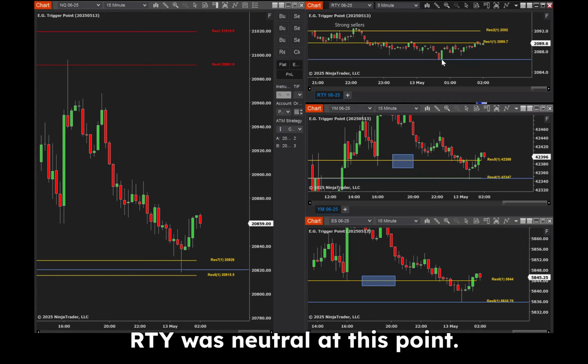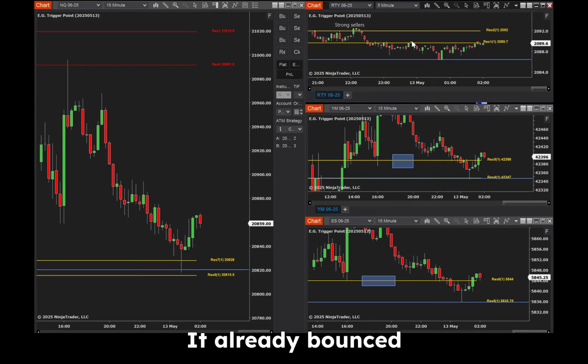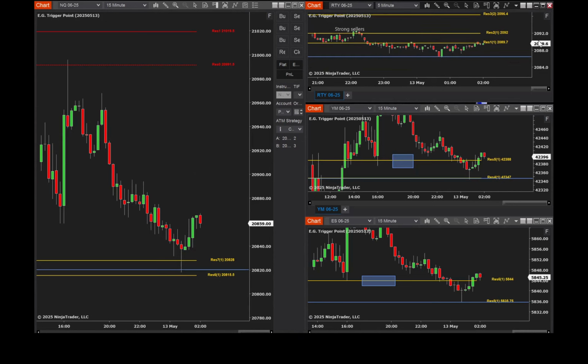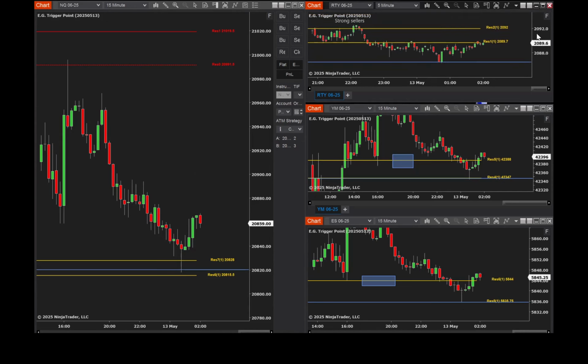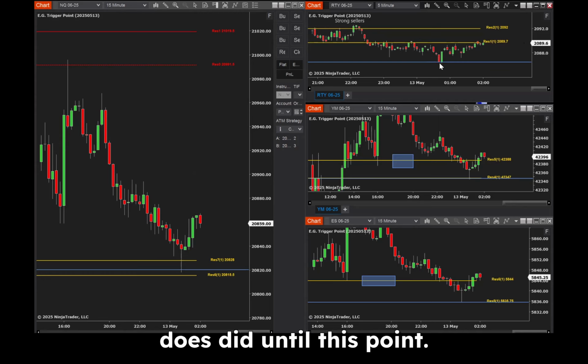RTY was neutral at this point. It did not contradict the long trade I wanted to take because it's already here. It already bounced off resistance. Now the markets will go up higher. Okay, so guys, tools like the moving average only tell you what the market did until this point.